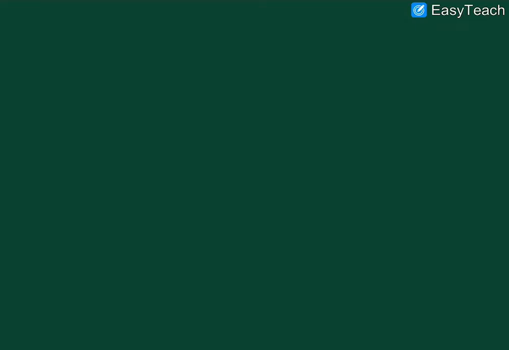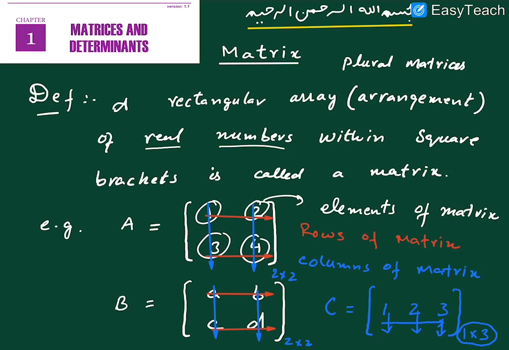So now you know what is a matrix. A rectangular array or arrangement of real numbers within square brackets is called a matrix. And a matrix is denoted by capital letters A, B, C, D, whereas its elements are denoted by either small a, b, c, d, or the real numbers 1, 2, 3, 4, or 0, minus 1, minus 2, minus 3, as you like. And the plural of matrix is matrices.